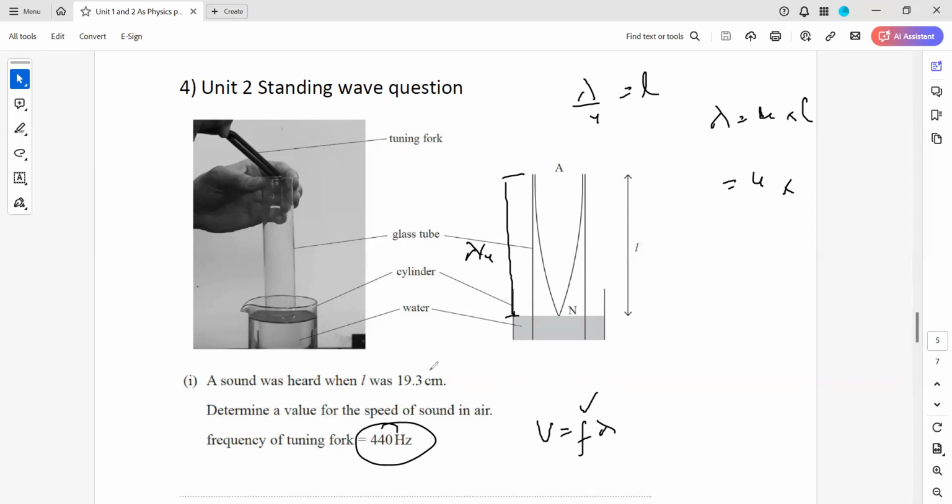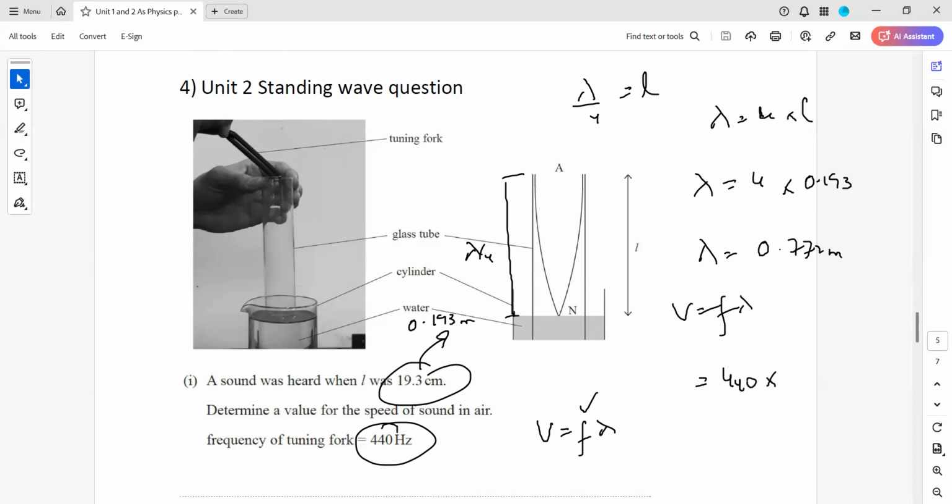So 4 multiplied by L, but this is in centimeter. Don't forget to convert into meter, so 0.193 meter. When you multiply, this will give us the wavelength of the wave, which is equal to 0.772 meters. Then to work out the speed, frequency times the wavelength. The frequency is 440 and the wavelength is 0.772. When you multiply them, you will get the answer in meter per second.